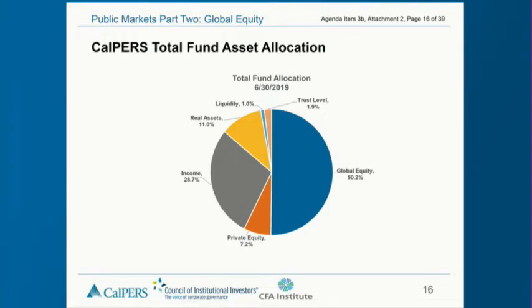Yeah, I'll just add one comment to it. You often hear the term 60-40, which refers to a portfolio with 60% equity, 40% fixed income. If you look at our portfolio allocation now, it's not that different from 60-40.